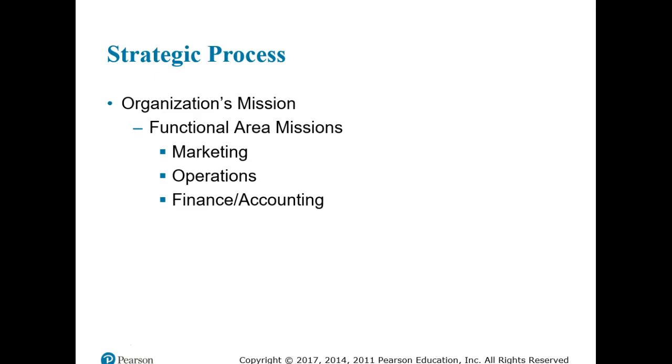So functional areas have their own milestones and strategies, which usually are based on higher level missions and strategies in the organization. Once an organization's mission has been decided, each functional area within the firm determines its supporting missions. Taking you back into your intro to management course, by functional area, I mean the major disciplines required by the firm, such as marketing, finance and accounting, and production/operations.